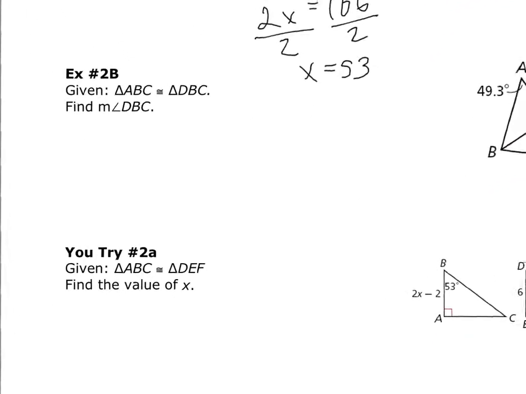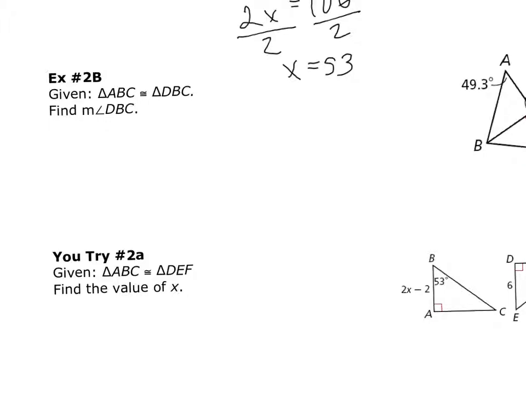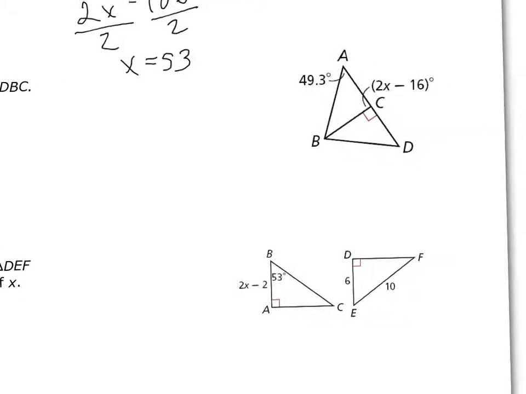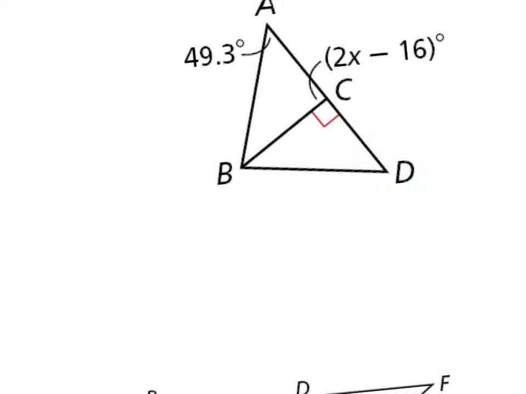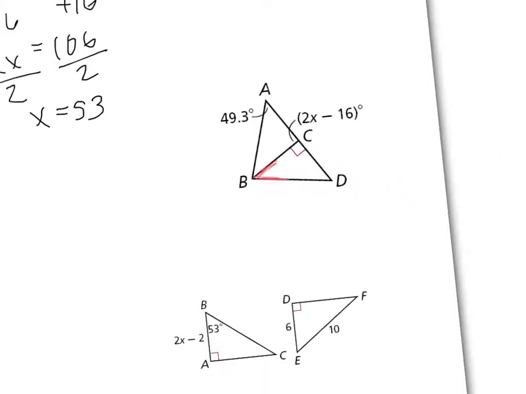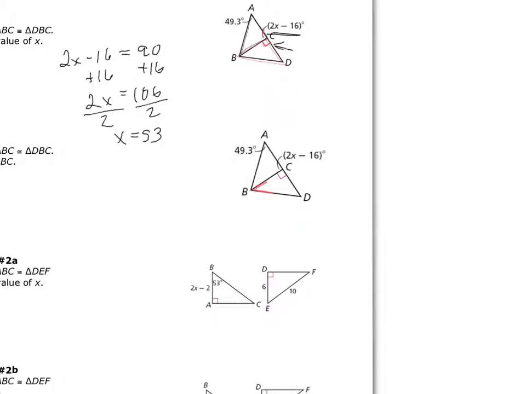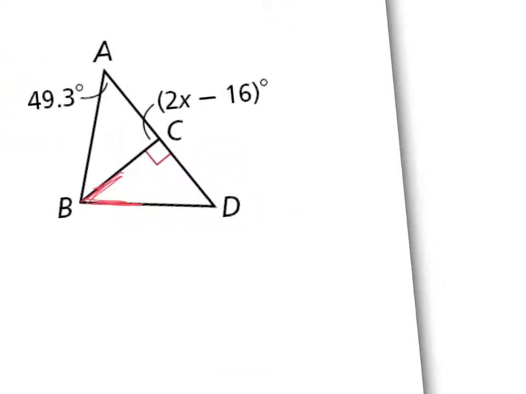All right, second one. It's the same triangle, but we want to find the angle DBC. Okay, so we want to find this angle right here. Well, we know in the one before we found that x was equal to 53, so we can use that piece of information to our advantage. So let's go ahead and figure this out. Since this was 53, we can plug that in.